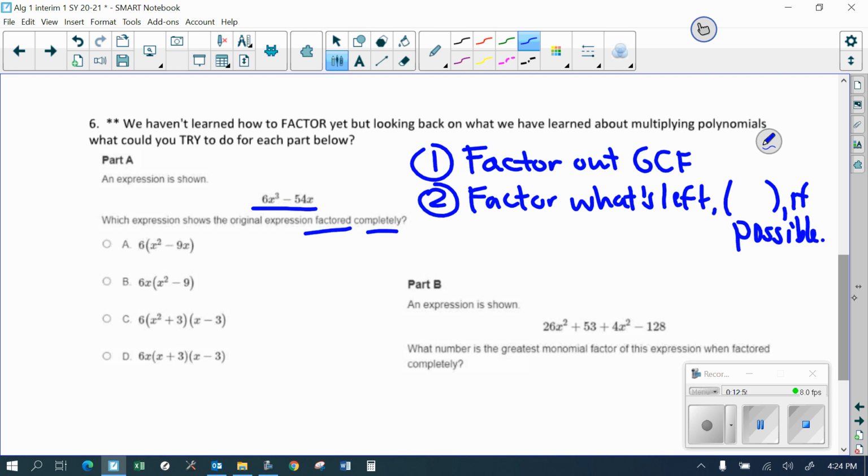So what is the GCF between 6 and 54? It's 6. Is there an x in common? Yes, there is. How many x's? Only 1, so I can only take out 1 x of them. So I take out 6x from 6x cubed, and I'm left with x squared. If you're not sure what that is, all you do is divide each term by that GCF. So 6x cubed divided by 6x is x squared, and then I get negative 9. So that's step 1, factor out the GCF.